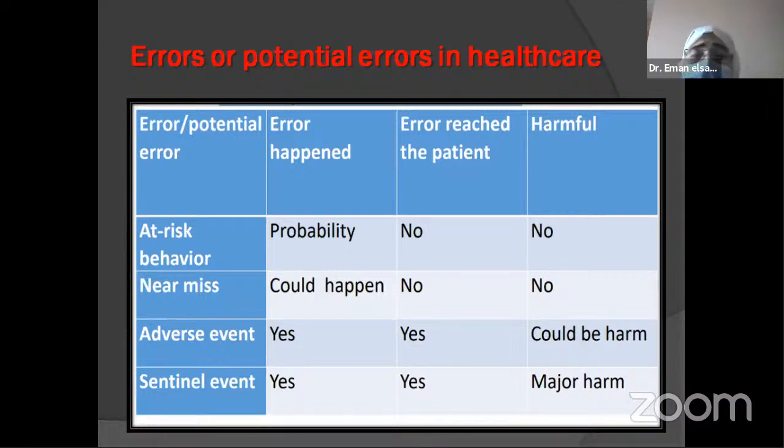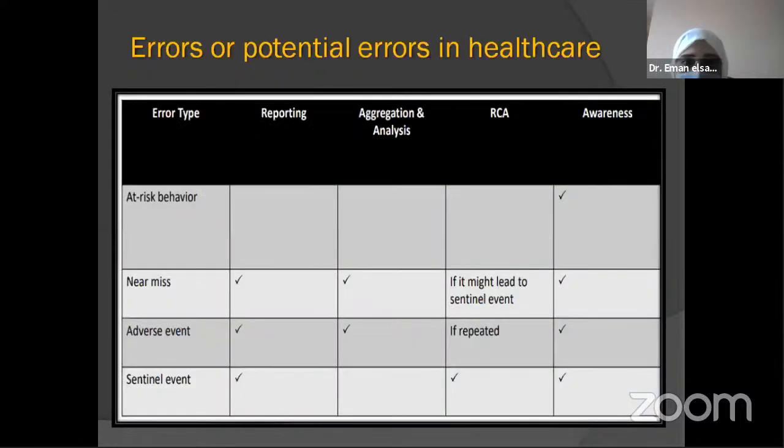Adverse event, including medication error: the error happened, yes. Error reached the patient, yes. Harmful, could be harmful, but we don't know. Sentinel event: error happened, yes. Error reached the patient, yes. Harmful, major harm, as in the examples I gave before. This is the error, potential error in healthcare. The types of error are at-risk behavior, near miss, adverse event or medication error, and sentinel event.